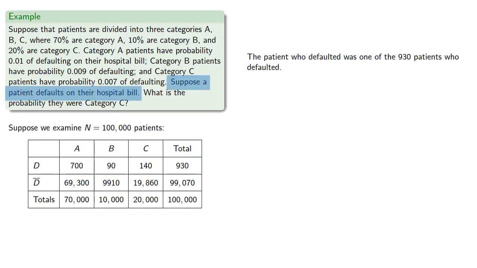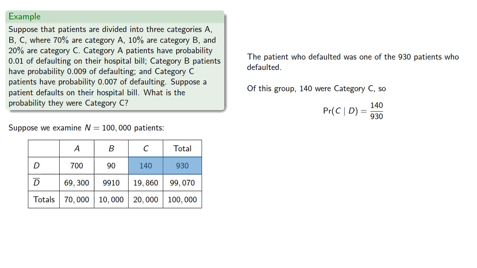Now, the patient who defaulted was one of the 930 who did, and of this group, 140 were of category C. And so that gives us the probability that a patient was category C given that they defaulted, 140 out of 930, which we can approximate as a decimal.